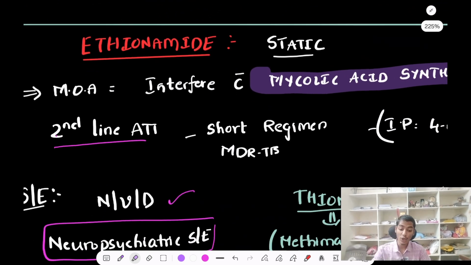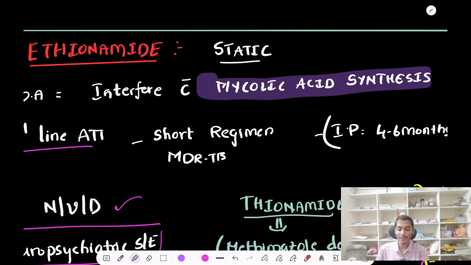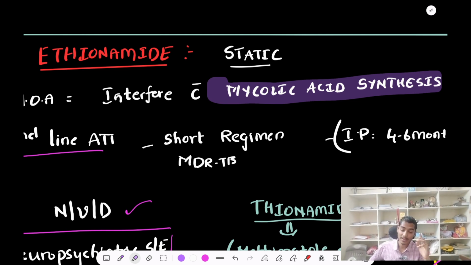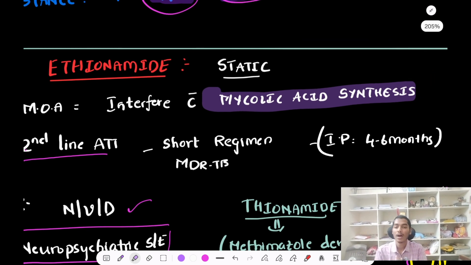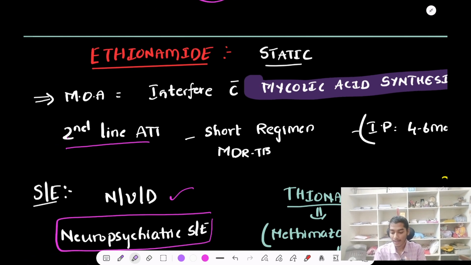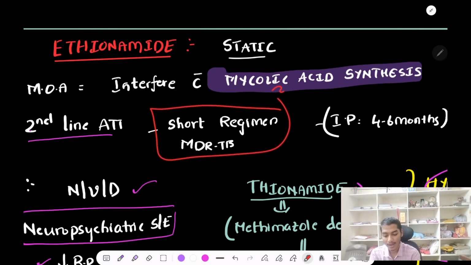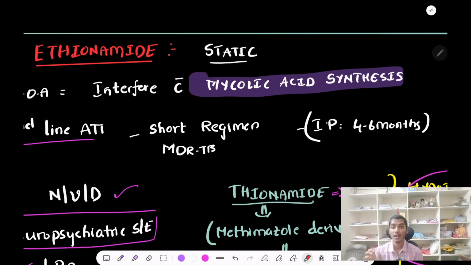We have ethionamide, which is a static drug, right? Mechanism of action, I have discussed while discussing the morphology. I have discussed about mycolic acid. It's a unique property of the Mycobacterium tuberculosis. So this ethionamide as well as the first discussed isoniazid, and ethambutol also, are mainly targeting the mycolic acid synthesis, or anyway they are inhibiting the mycolic acid incorporation into the cell wall. Thereby they are inhibiting the tuberculous bacilli, right? So it comes under the second line treatment of the anti-tubercular drugs, and it is for the short regimen of multi-drug resistant TB.